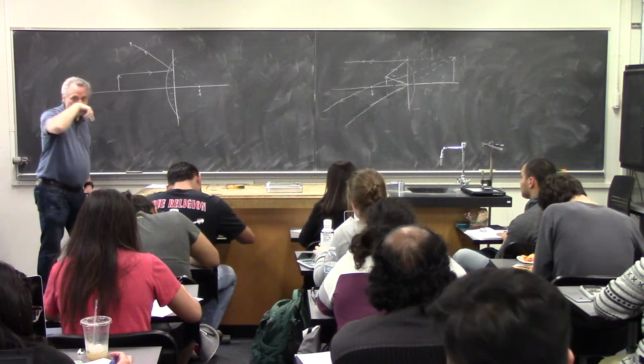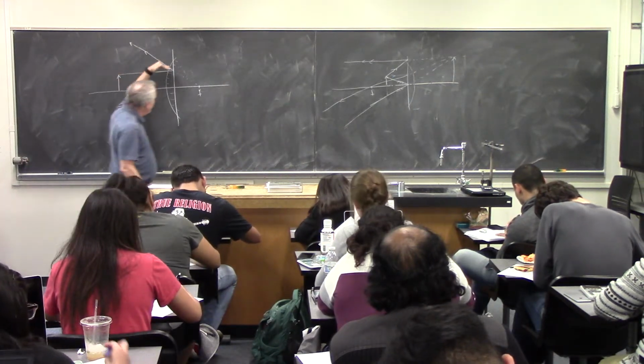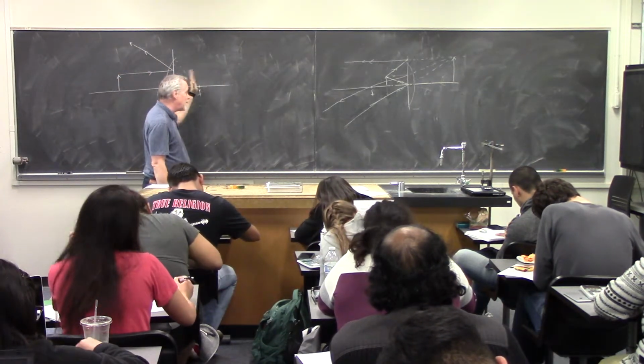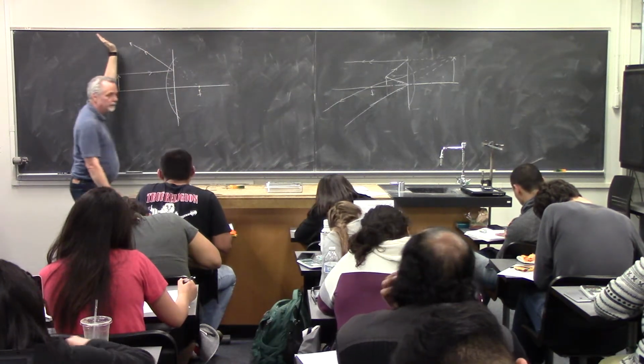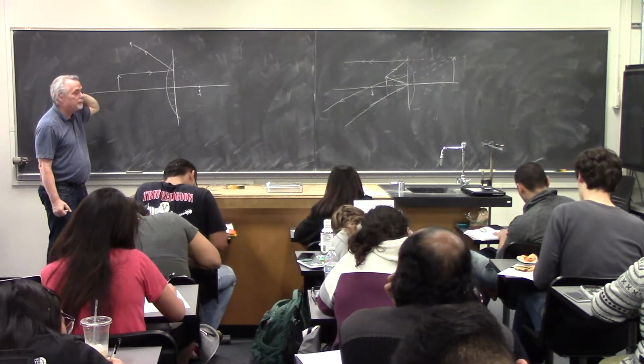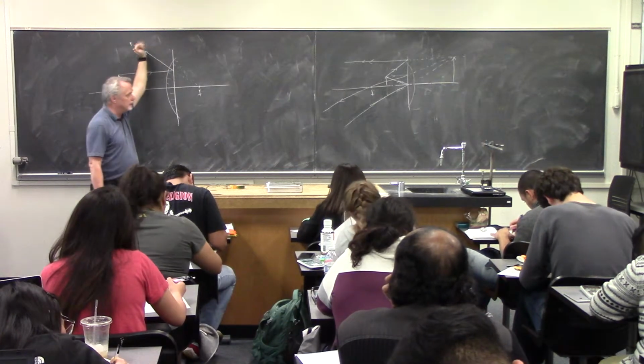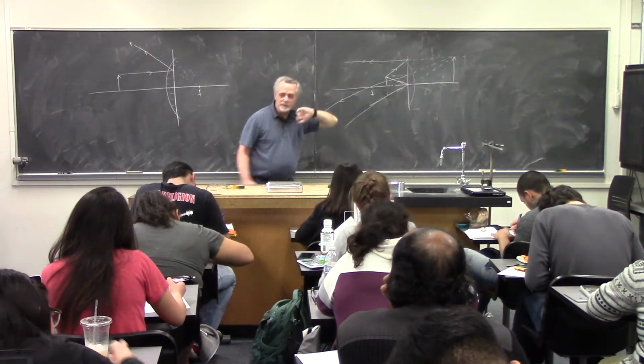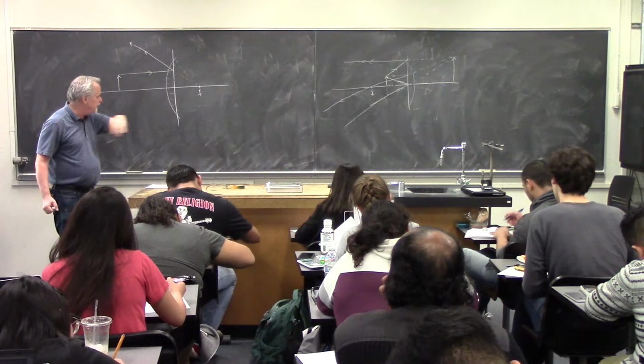Does that make sense to everybody? So it comes in parallel, and I can't go to that point because it's on the wrong side of the mirror, so I reflect away from that focal point. This is why it's called a diverging mirror, because now the ray has diverged from the horizontal. Converging tends to bend towards.